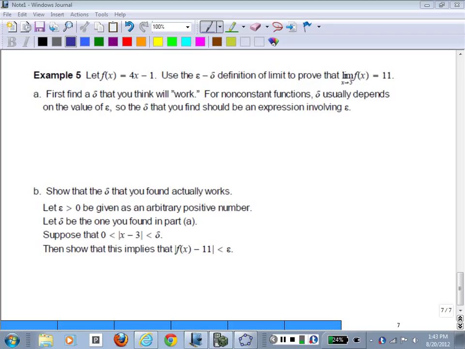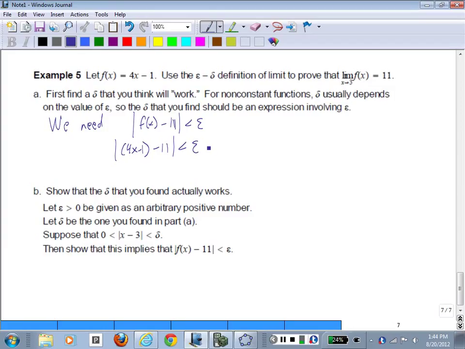So what we need eventually is this. We need, as our final punchline at the end, to be able to say, aha, absolute value of f of x minus 11, sure enough, is less than epsilon. When we conclude that, we'll be done. So that means that the absolute value of 4x minus 1 minus 11 will have been shown to be less than epsilon.